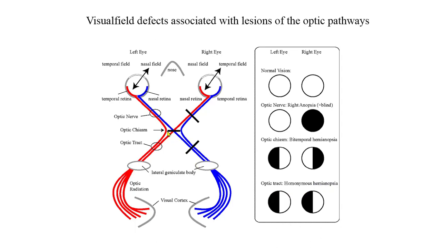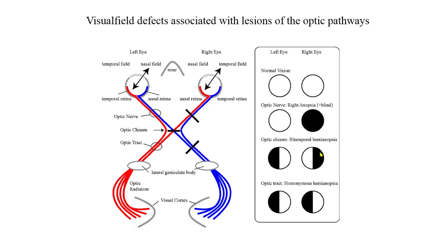Damage at the optic chiasm typically causes visual loss laterally on each visual field. As we can see, these blue fibers here, which represent the left visual field of the left eye, are prevented from being transmitted. The red fibers here, which represent the right visual field of the right eye, are also prevented from being transmitted. This specific type of visual loss is called bitemporal hemianopsia.